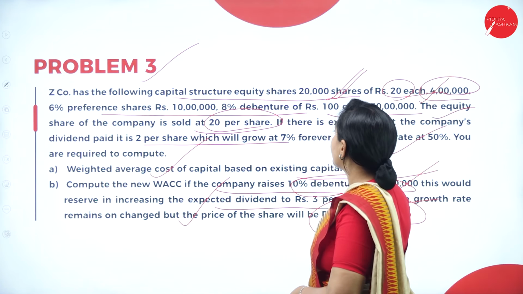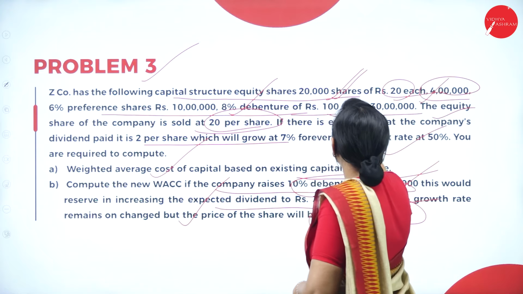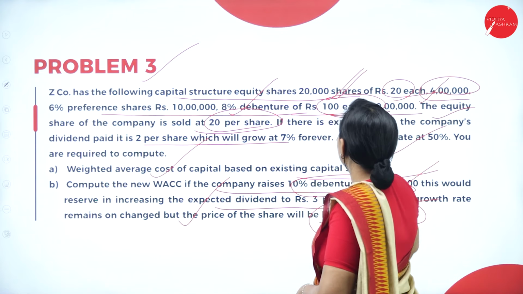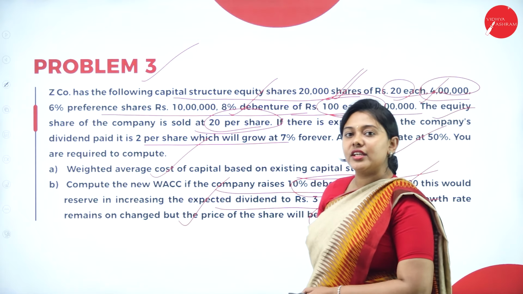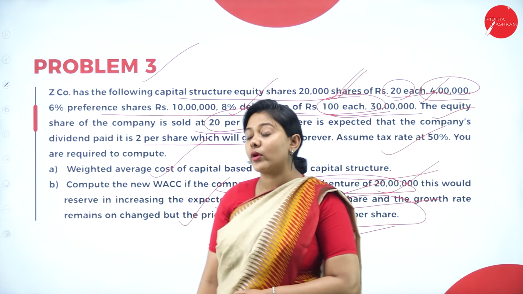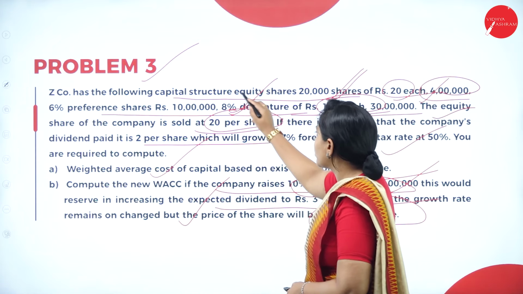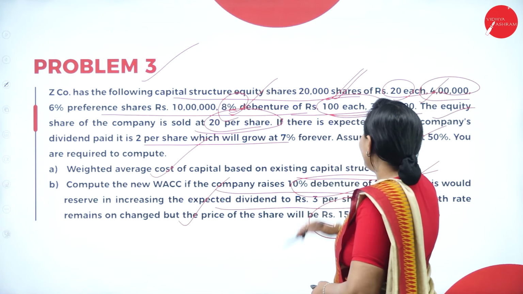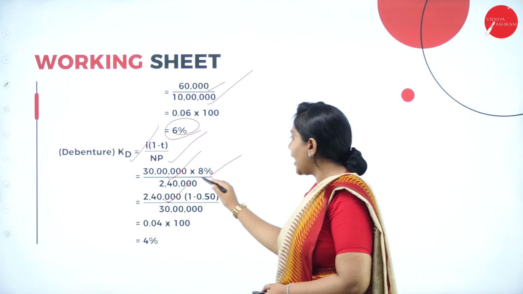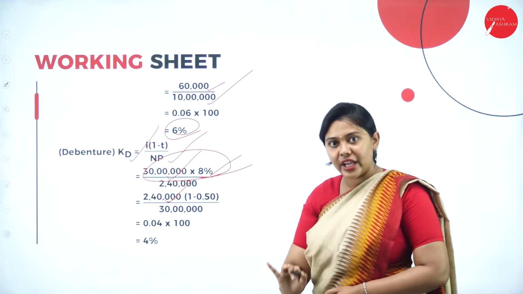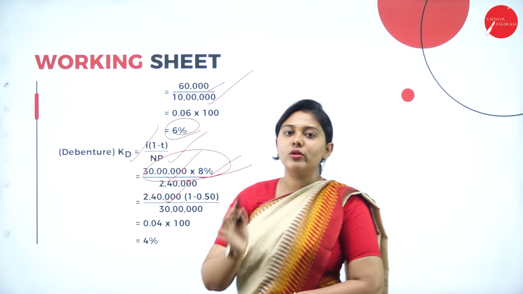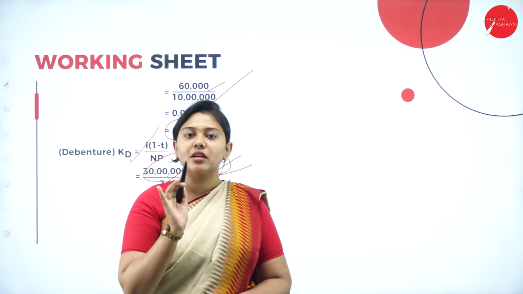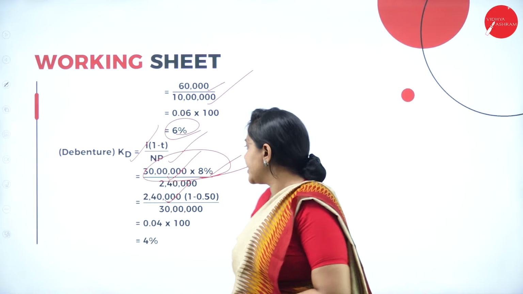What are the information given? 8% debenture of rupees 100 each, 30 lakhs. So 8% into 100, it is 8 rupees. You can also take like that, or you can also take 8% on 30 lakhs. So 30 lakh on 8% is also correct. 8% on 100 rupees is also correct. So both the ways, if you solve, you will get the similar answer itself.